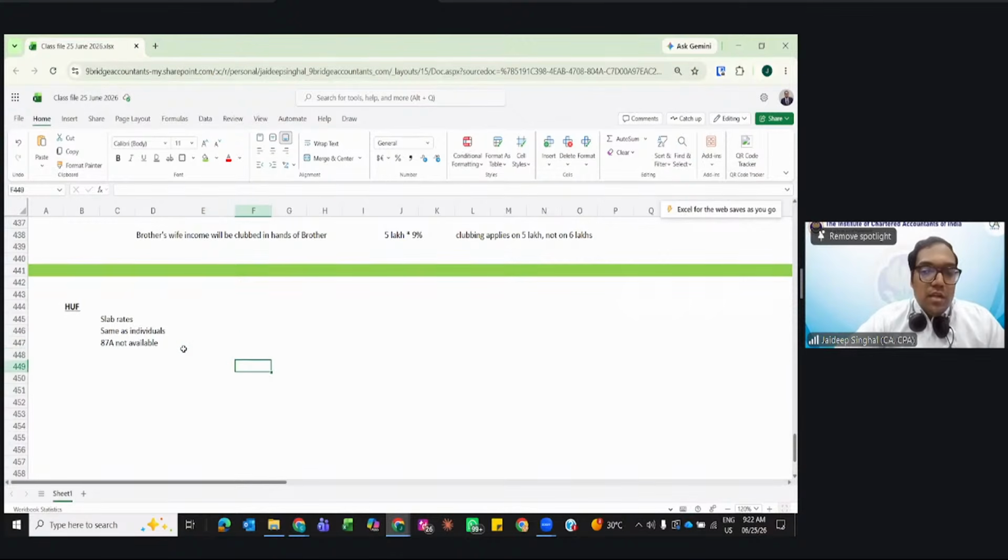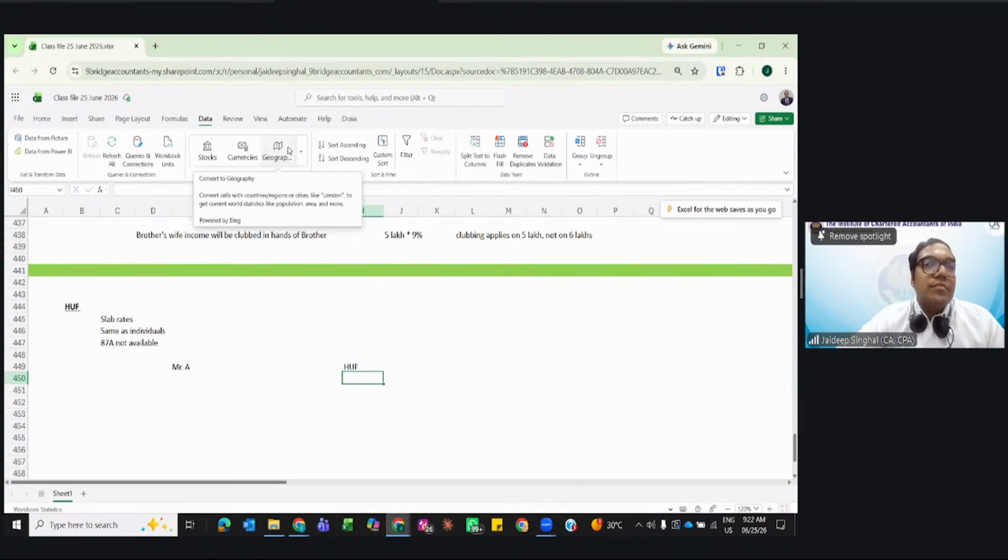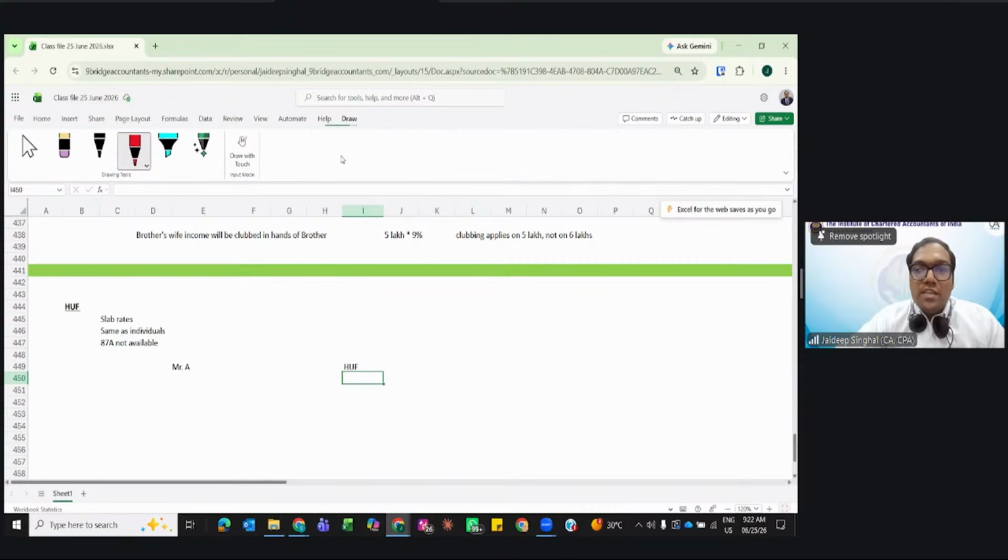Now, if Mr. A gives house property to the HUF, Arun, the HUF will not be senior or super senior, right?